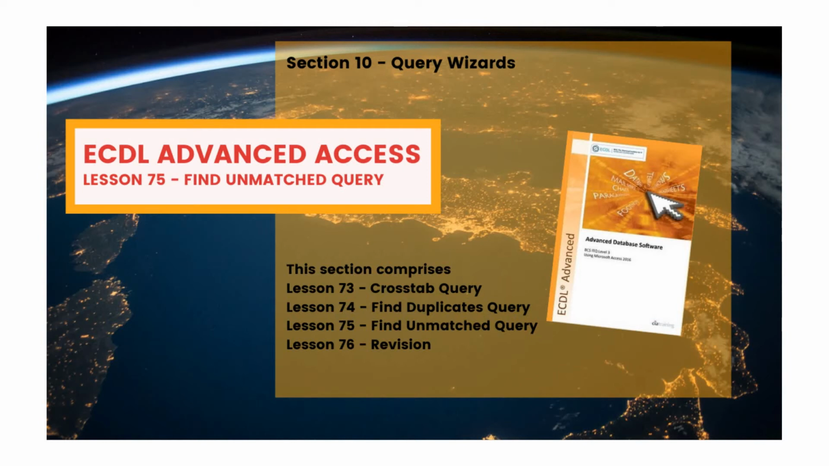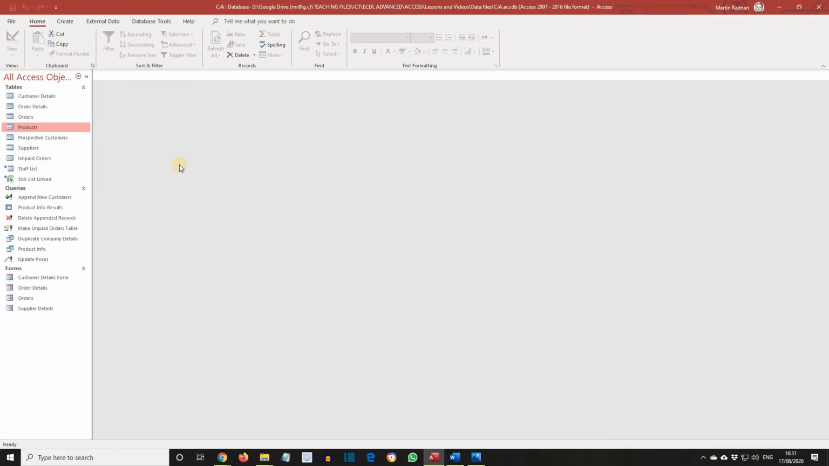ECDL Advanced Access Lesson 75: Find Unmatched query. The Find Unmatched query finds records in one table that do not have a matching record in another table. For example, customers who do not have records on an orders table, or students with no records on a courses table. Okay, let's open the CIA database, and we're going to create a query to find all the companies who have not made any orders.